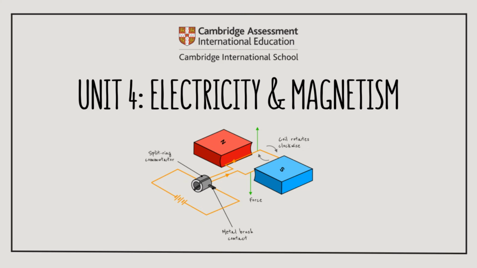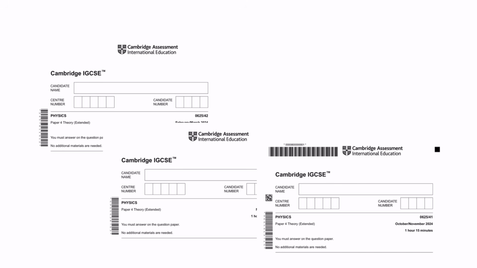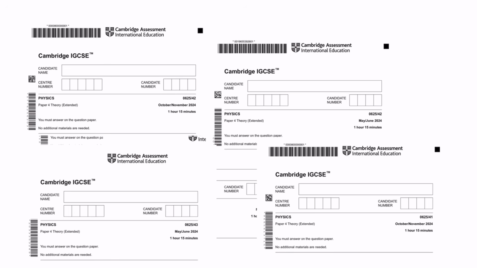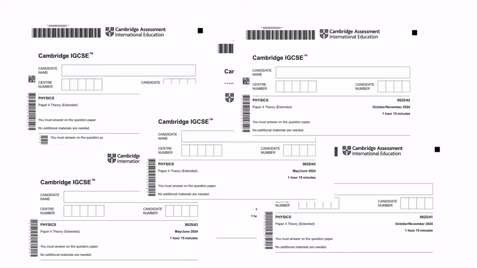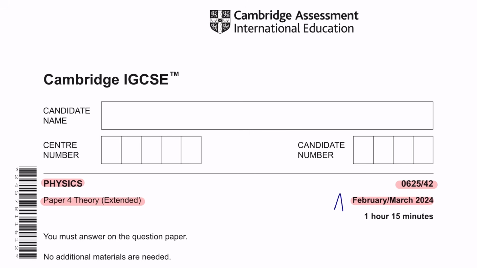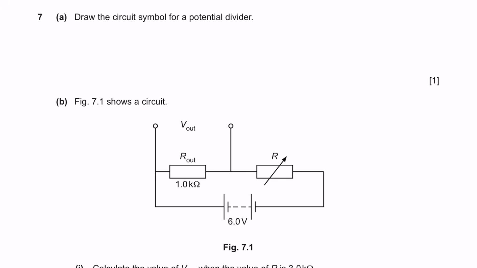In this video, we'll go through all Chapter 4 Electricity and Magnetism questions from the 2024 IGCSE exams including February, March, May, June, and October, November, covering all three variants. Let's get started. The first question is from February, March 2024, Paper 4 Variant 2.